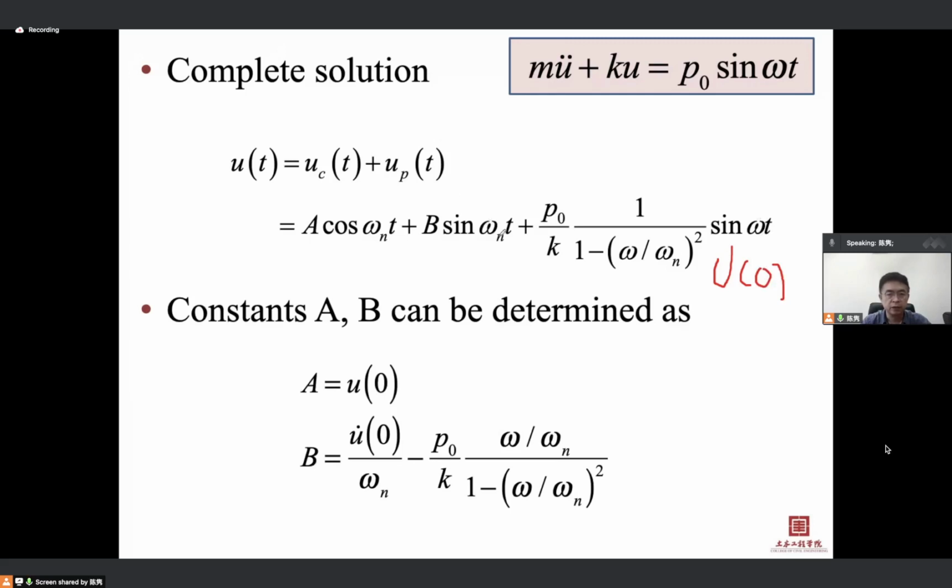So this part became 0, and this part became 0. And this is 1 equals U0. So A equals U0, which is the initial displacement. And similarly, you can get B like this. So you got A and B.